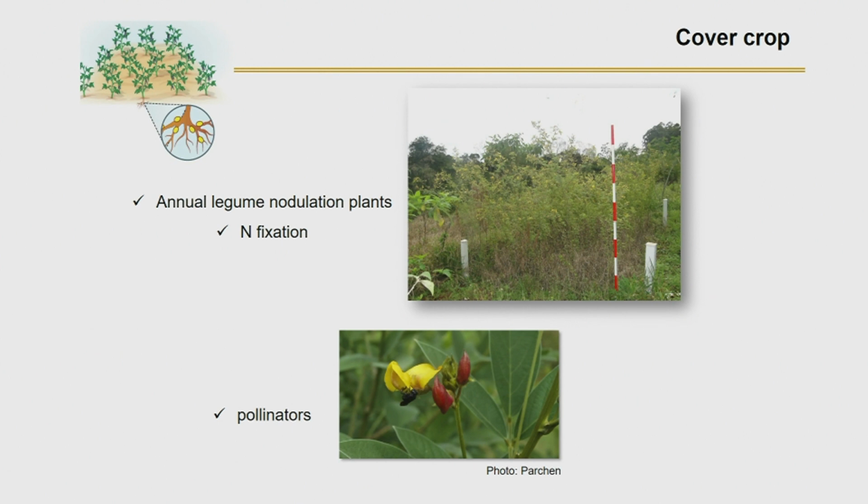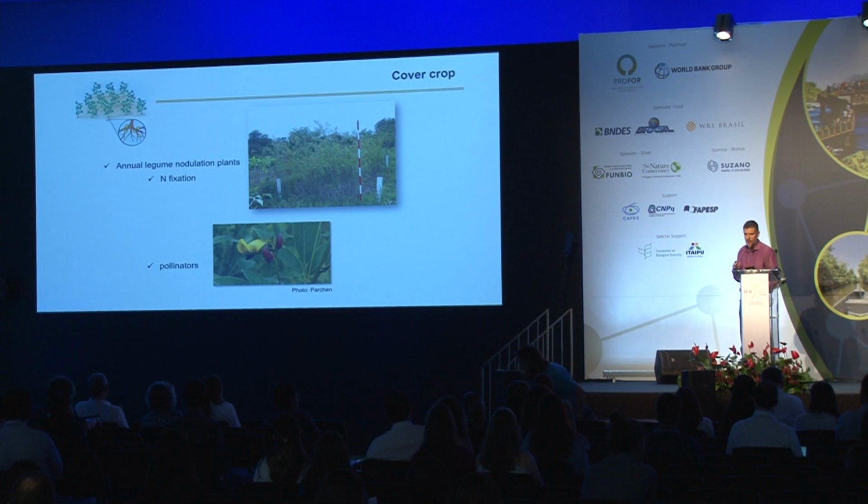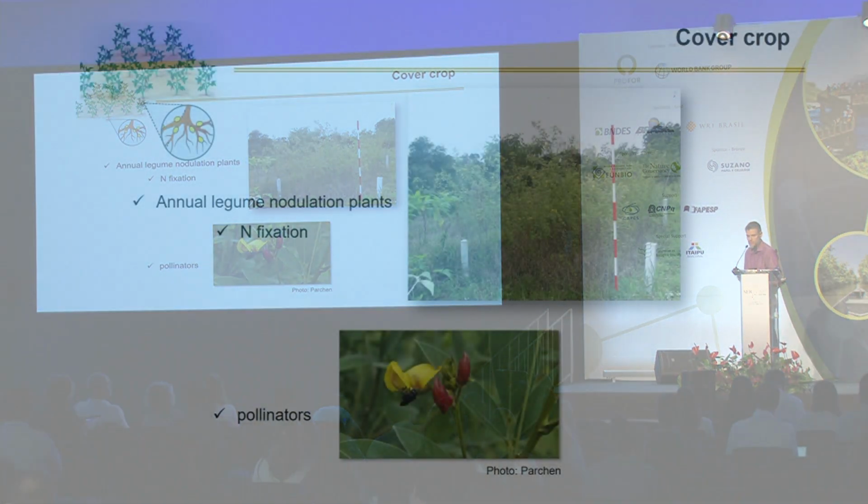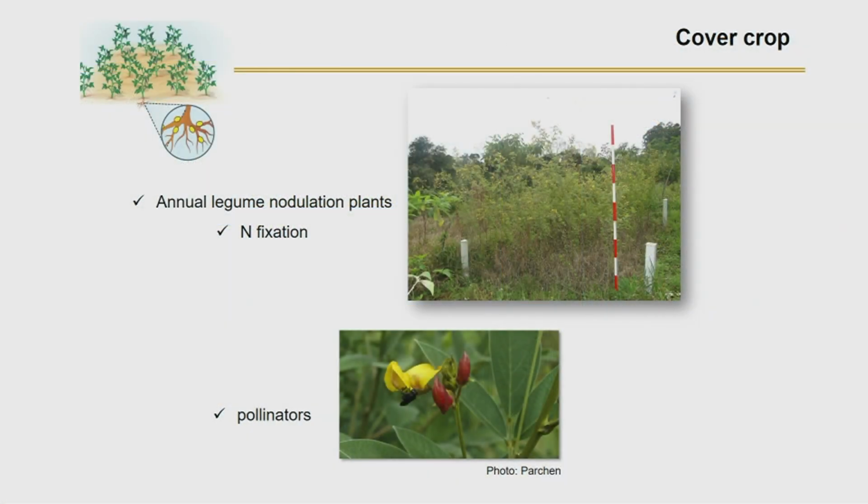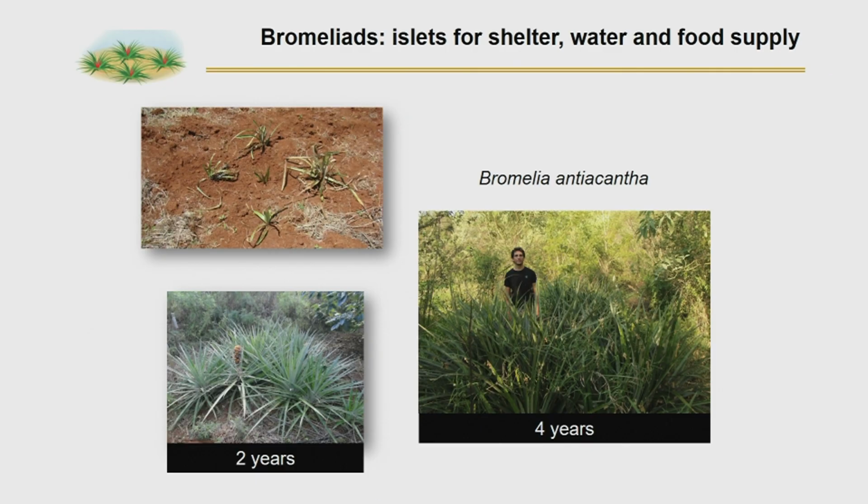So here we use also cover crops, especially nitrogen fixers. We are using pigeon peas, but we can use many species. The interesting thing is that you can attract the pollinators besides putting nitrogen in the soil. So they have flowers very rapidly, and you can attract the pollinators. So we put seed rain, seed bank, perches, cover crops.